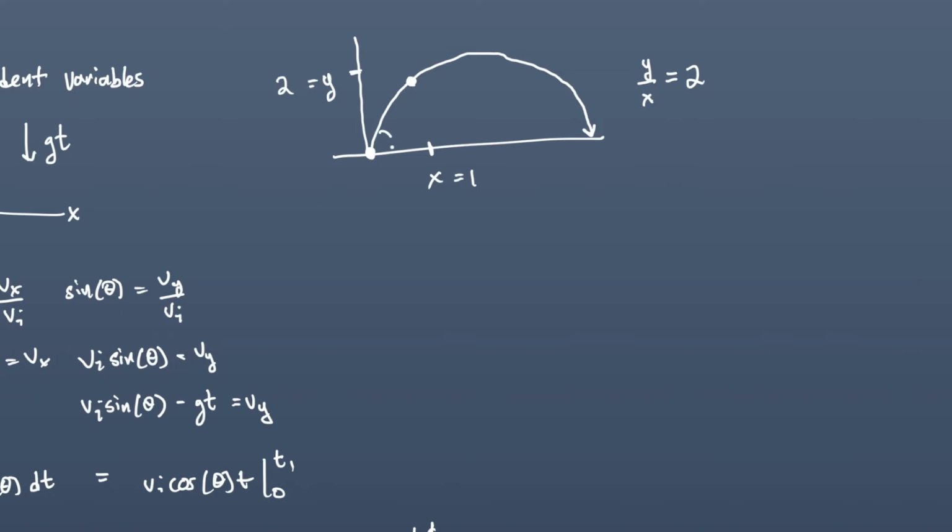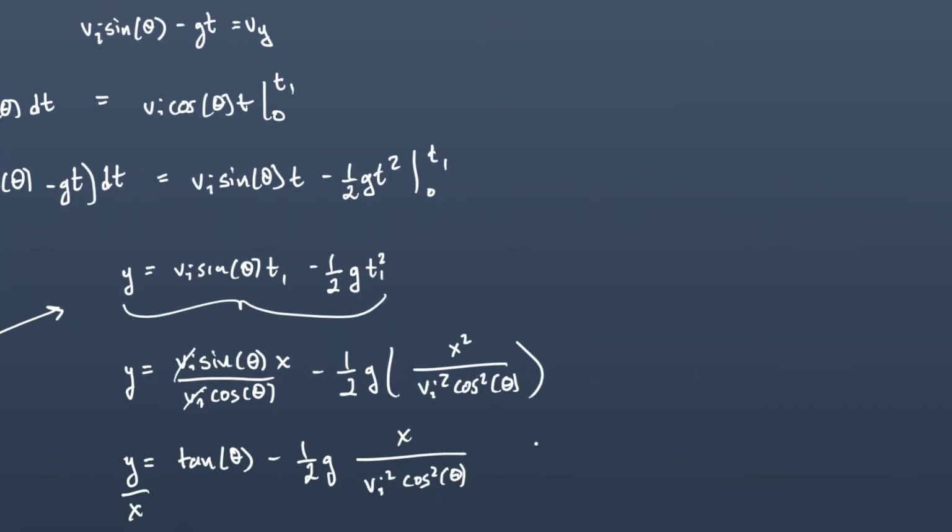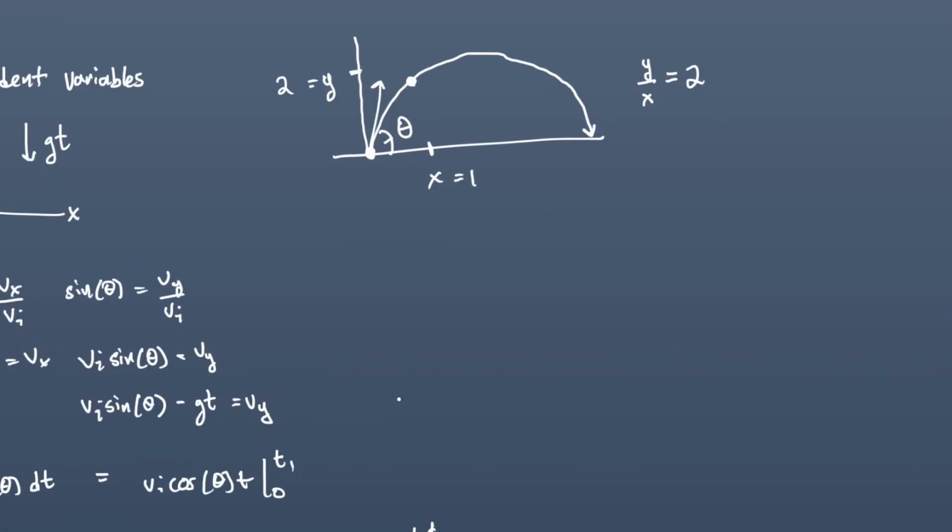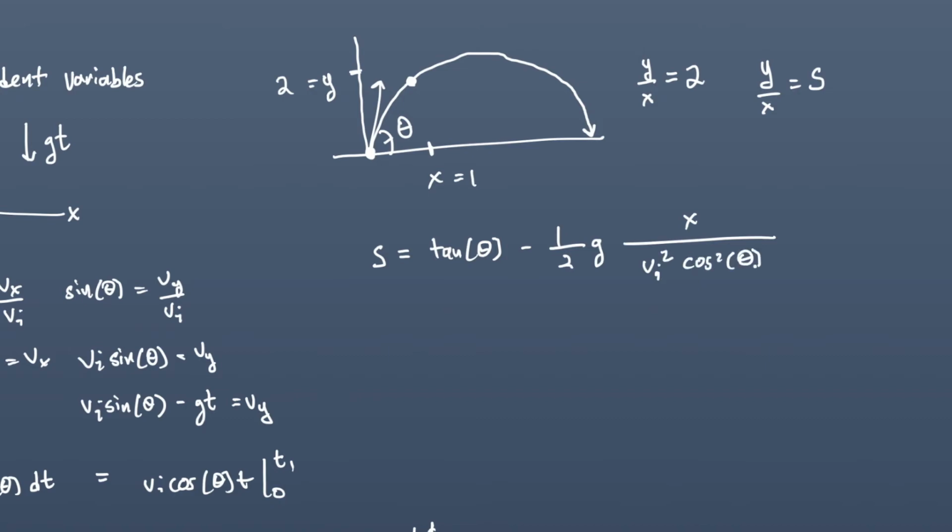We could calculate this if we knew the angle also. If we know the angle and the initial velocity and our x value, we can get this number as well with that equation that we just derived. So I am going to say that y over x equals some constant s. And s is equal to the tangent of theta, minus g x over 2 v initial squared times the cosine squared of the angle. This is just that same equation I wrote below, I'm just repeating it up here. Okay, that's our original equation.